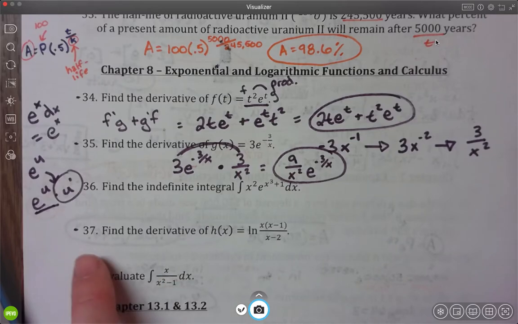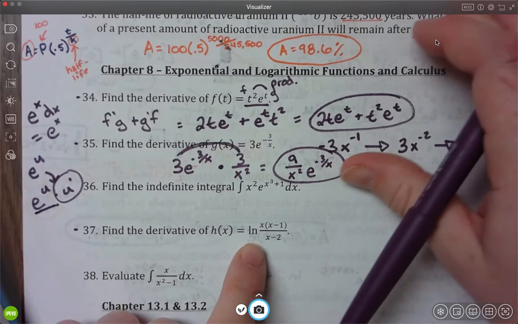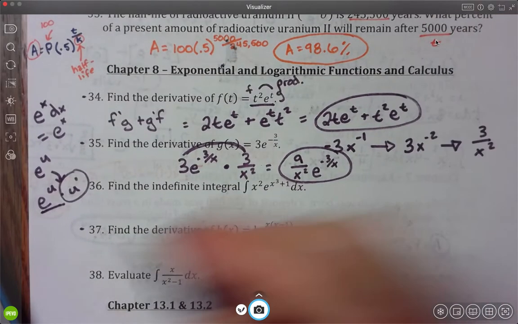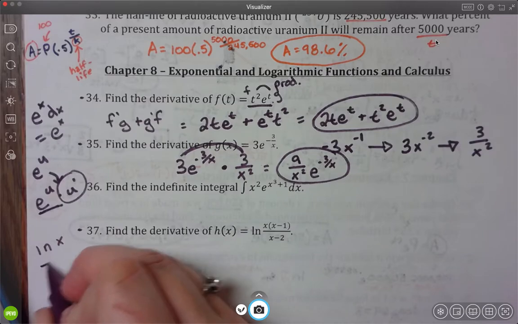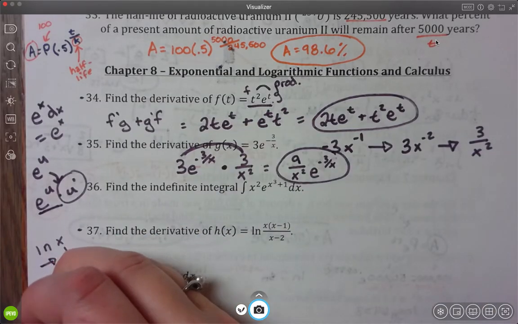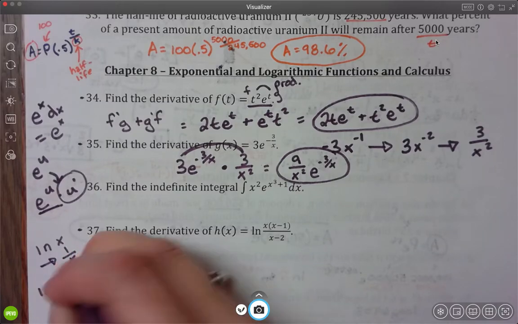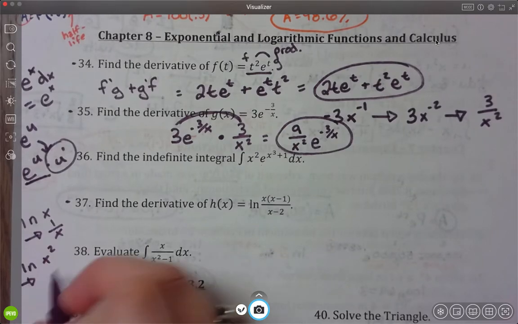Now 37. Okay, when we're doing ln's, the derivative of an ln, so let's say the derivative of ln of x is 1 over x. If I have, let's say, ln of x squared, if it's not just x, the derivative of ln of x squared, I leave the bottom the same, but I take the derivative of the top.